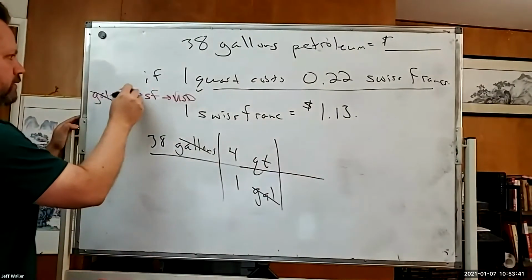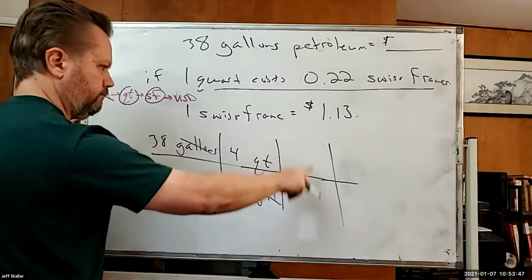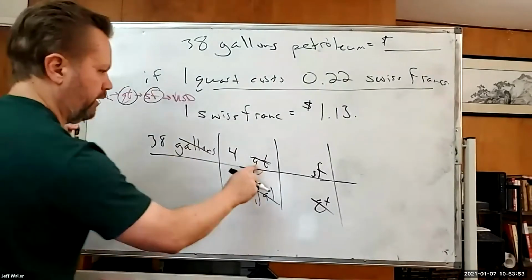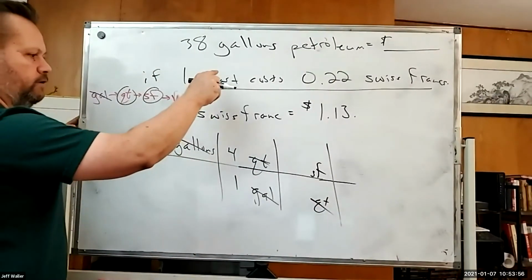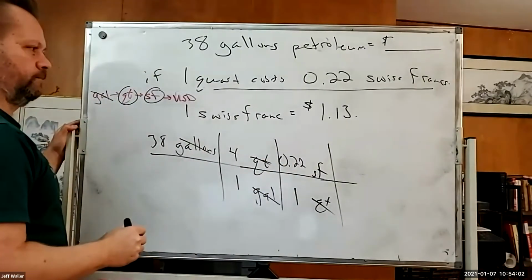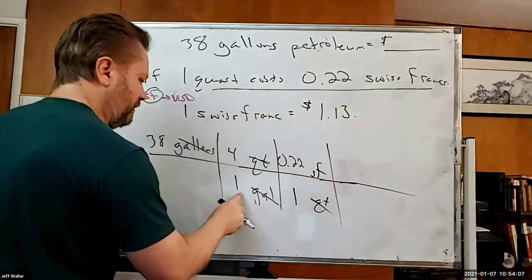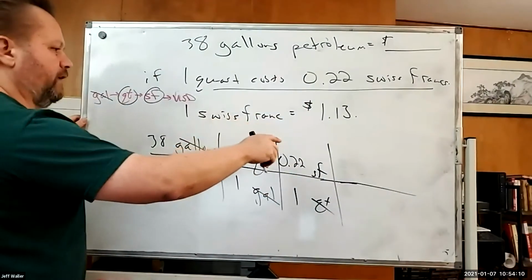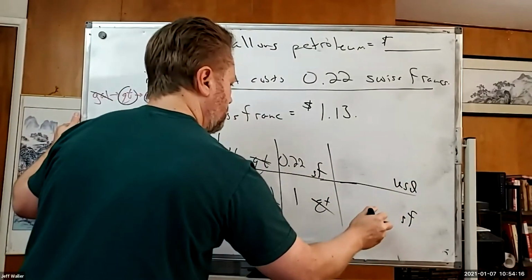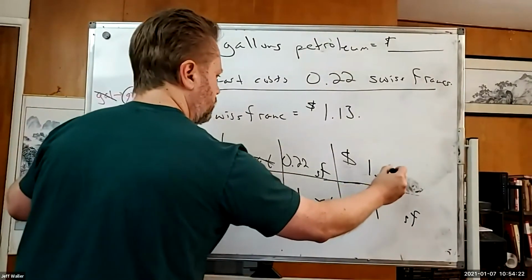But now I go from quarts to Swiss francs. So where do I put quarts? Where do I put Swiss francs? Quarts at the bottom, Swiss francs at the top. So there's your unit analysis, making sure you're on the right track. So 1 quart is 0.22 Swiss francs. Again, I should have thought better; I wanted to have a number down here and I didn't. And then, of course, Swiss francs to US dollars. 1 Swiss franc is $1.13 American.